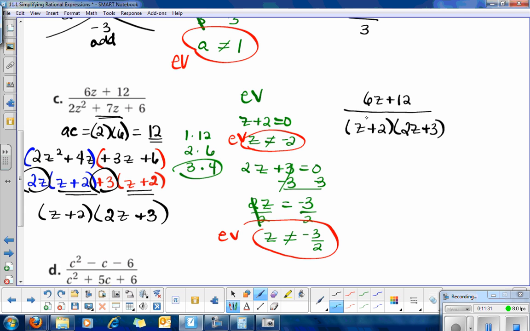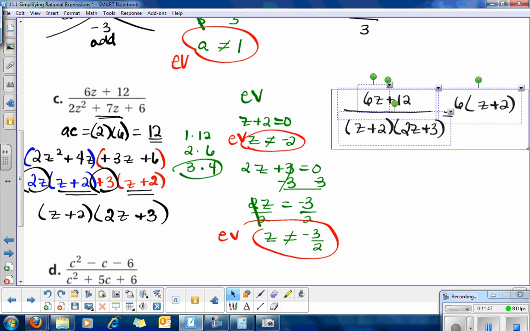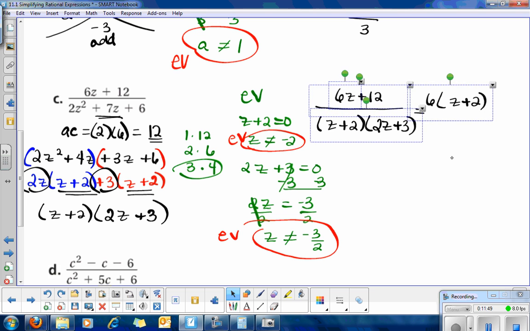Now, can I factor something out up here? Well, yeah, we can factor out a 6, right? So we factor out a 6. We're going to end up with z plus 2, right? So when we do that, let's see here. Let's scoot that over a little bit.